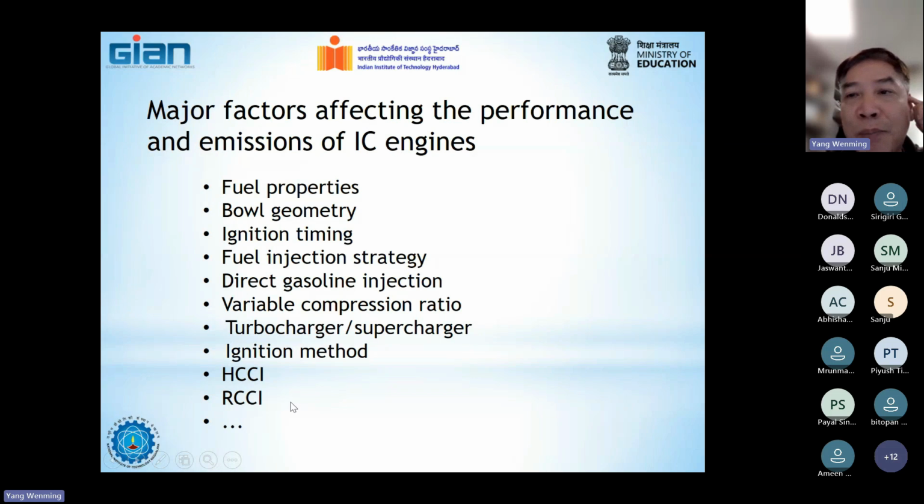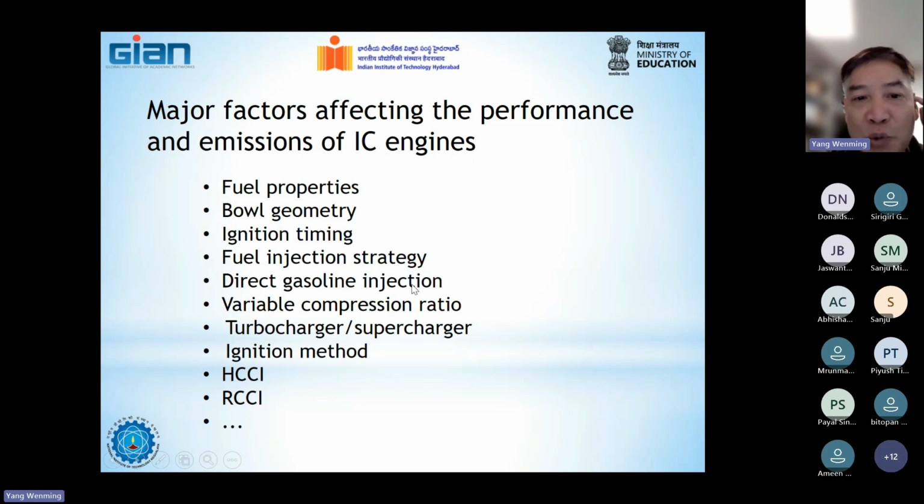Okay, so the first one is fuel properties. And the second one, from the previous lectures we can understand already, correct? The second one is bowl geometry. This can affect the airflow, affect the turbulence, and thereby affect the combustion process and the emission formation. The next one is the ignition timing. Ignition timing can also affect the efficiency of the engines and the major emissions.